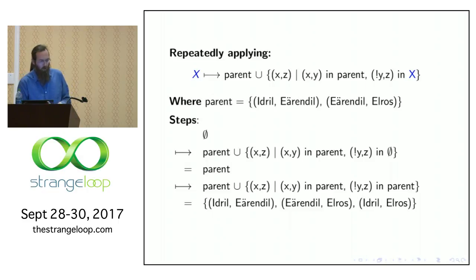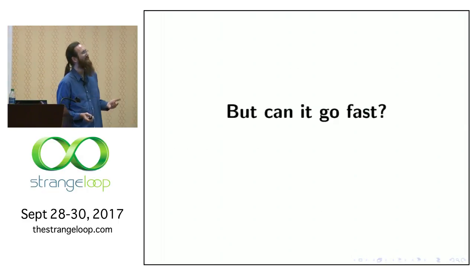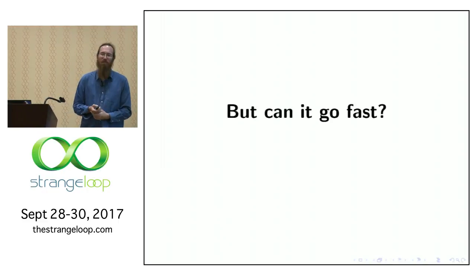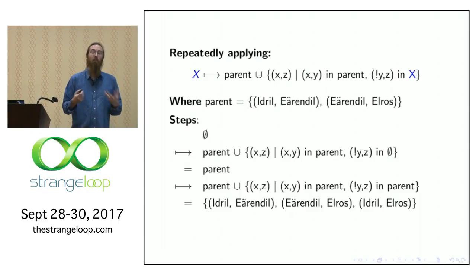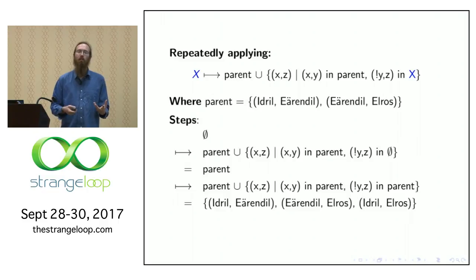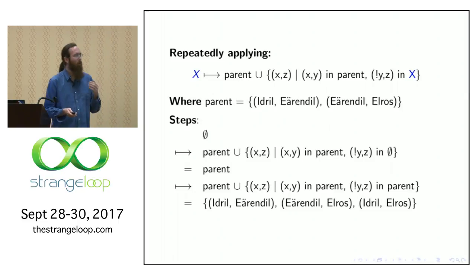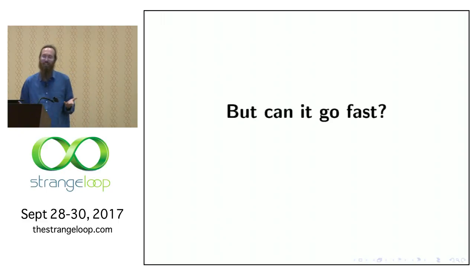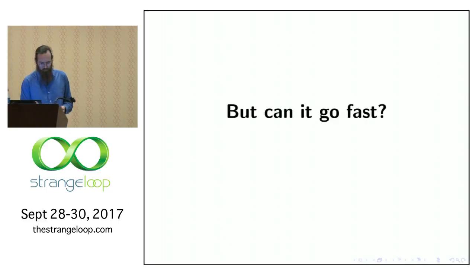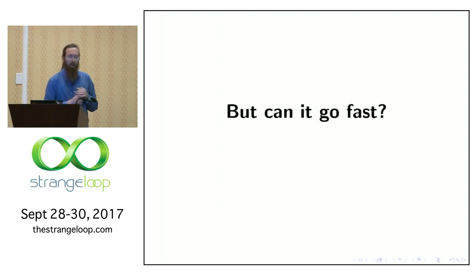So I hope I've convinced you that fixed points are as expressive as Datalog's ability to define predicates recursively by rules which reference themselves, such as the rule for ancestor. But can it go fast? And this is the part where I admit that I don't know. But I have reason for hope.